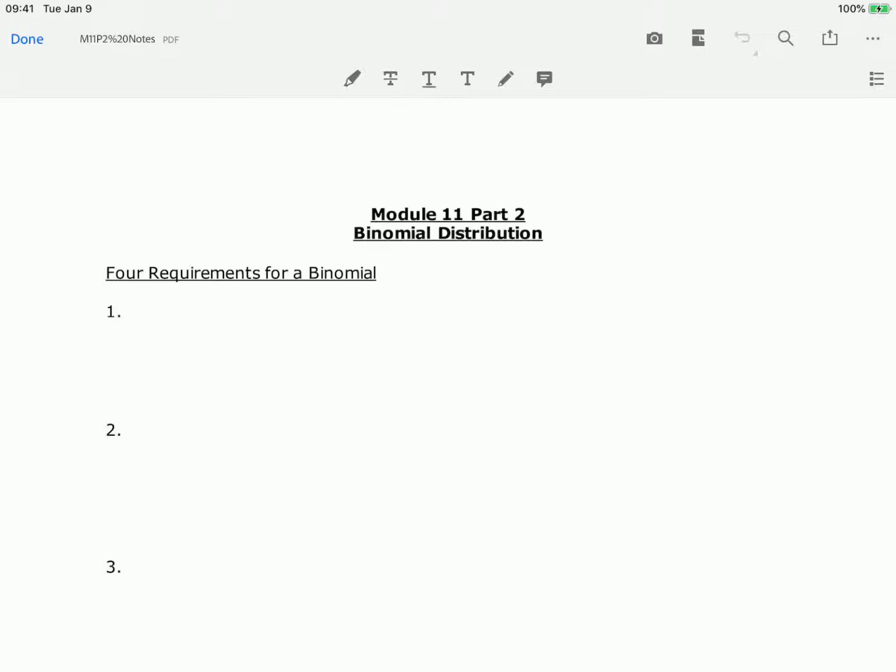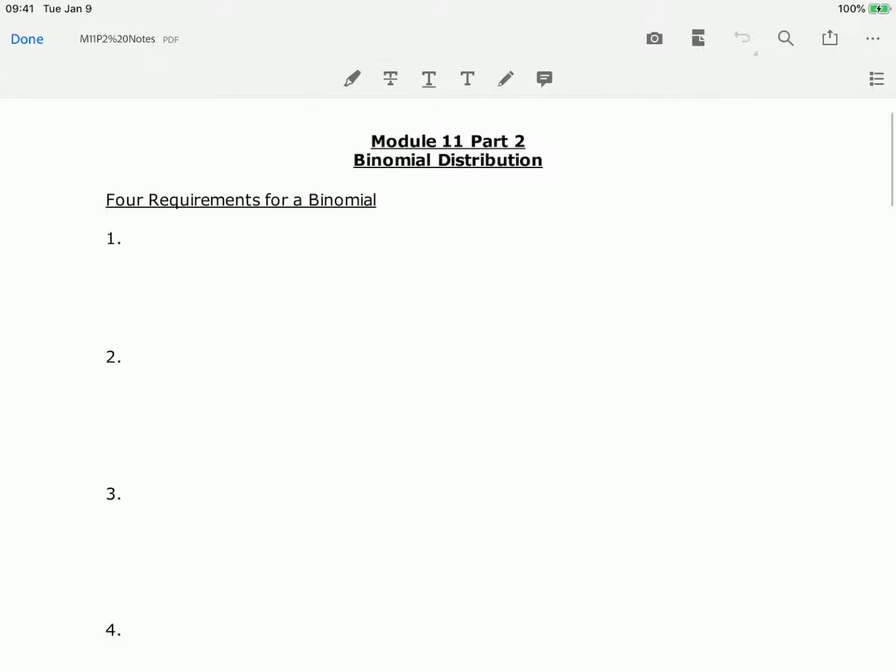In this section we're going to look at the binomial distribution. This is a very specific application of a probability distribution, a discrete probability distribution to be exact. There are 4 requirements that must be satisfied for an experiment or for a probability distribution to be a binomial.